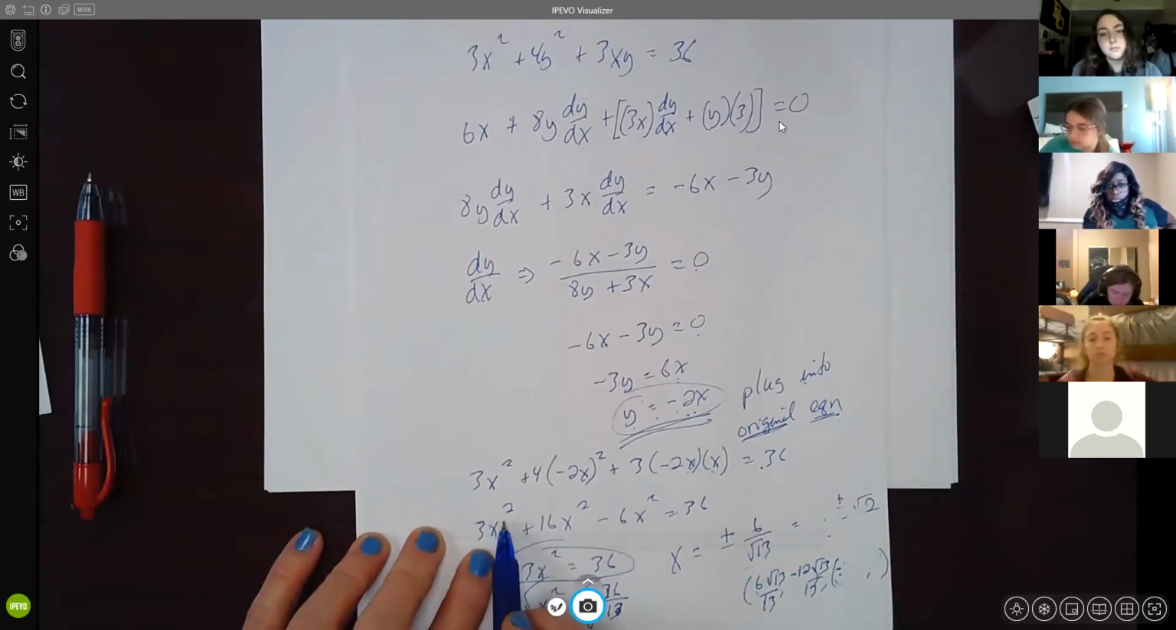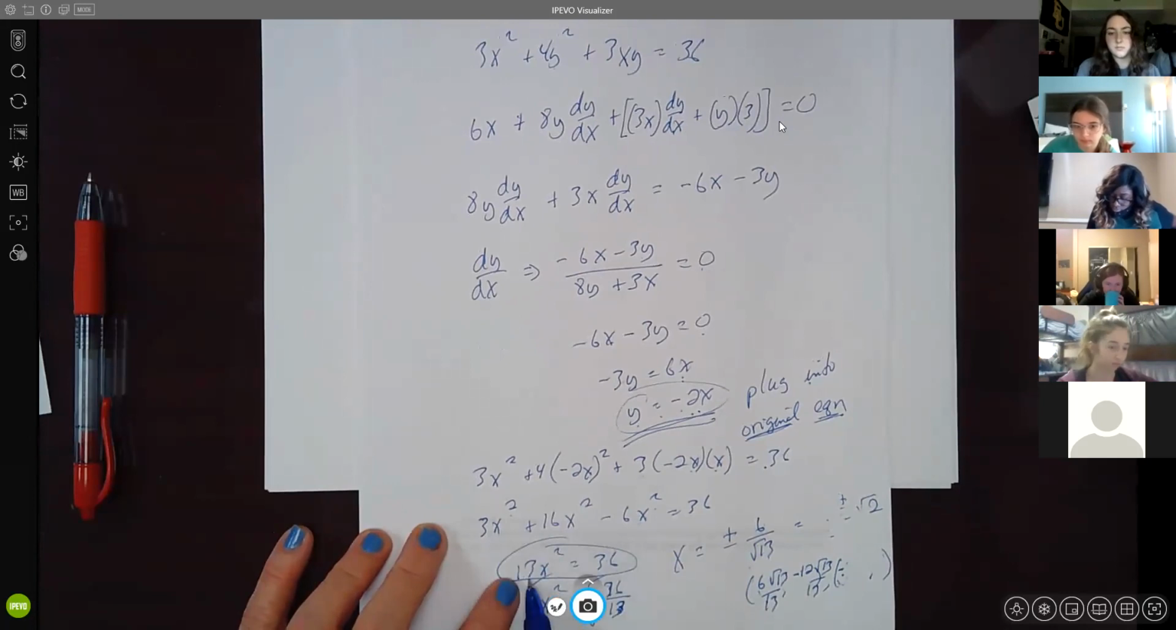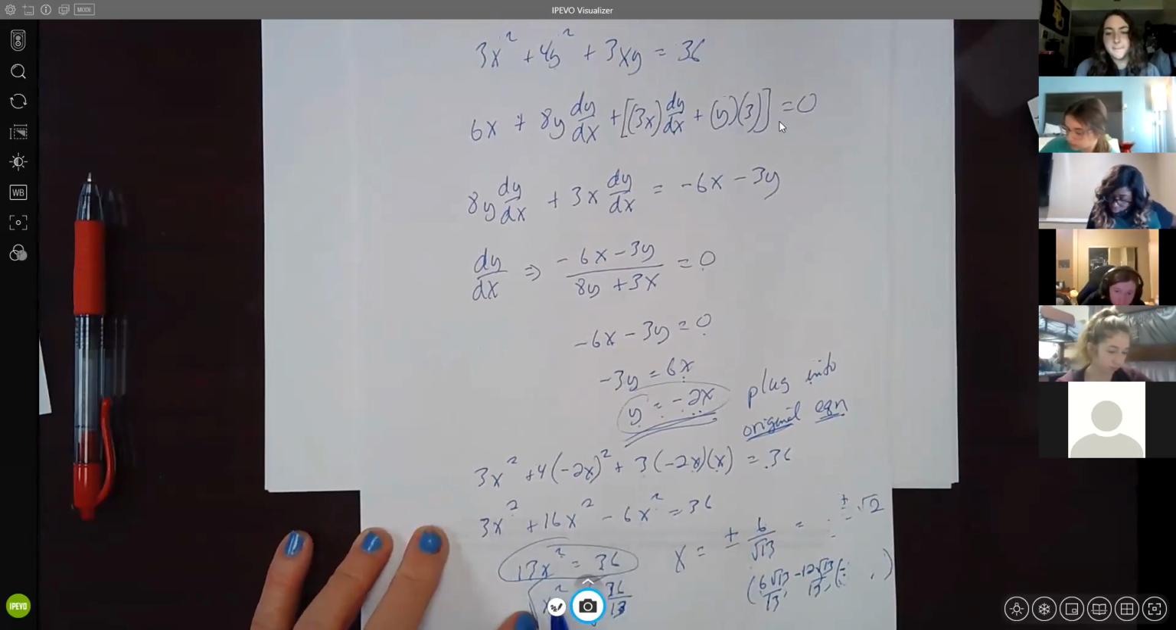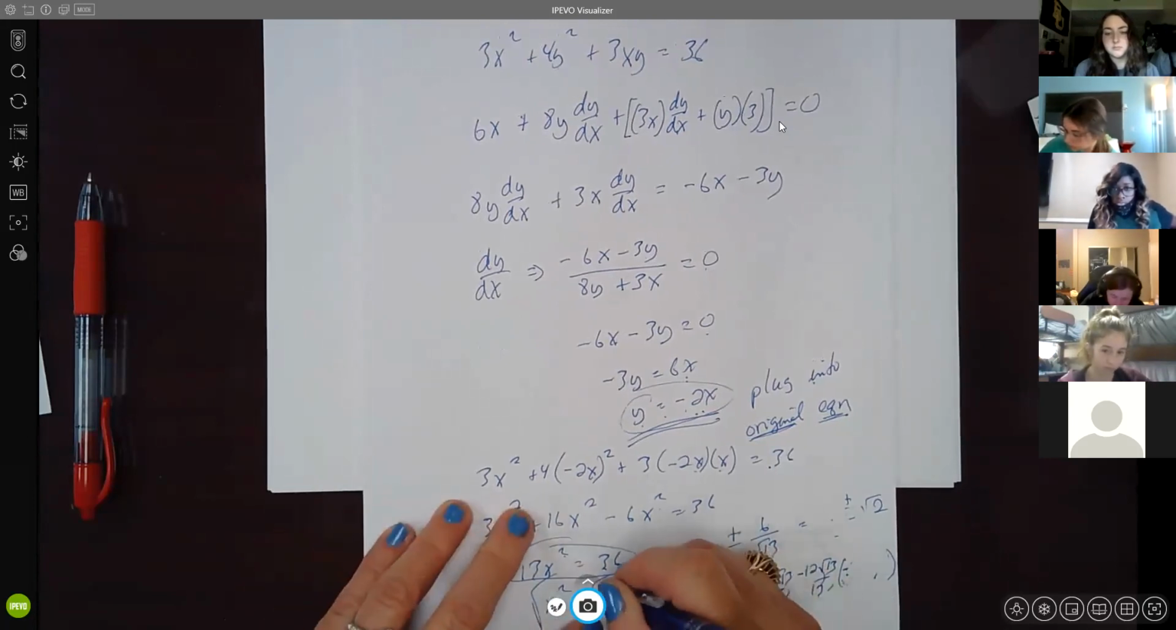So luckily, everything is an x, so combine them all. In this particular case, with these numbers, I got positive 13x squared equals 36. X squared, okay, it would be 36 over 13. You square root it. Don't forget, when you square root it, you have a plus or minus.